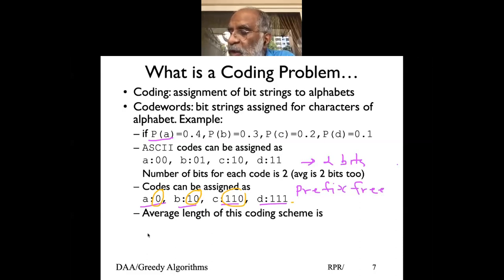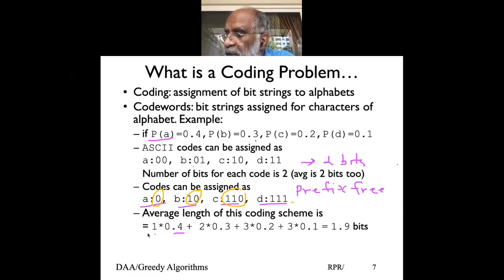Look, A appears 40% of the time and its size is 1. So it would be 1 into 0.4. B appears with a probability of 0.3. Size of B is 2. So 2 into 0.3. Size of C is again 2 digits and appears with probability of 0.2. So 3 into 0.2. And D is again, sorry.